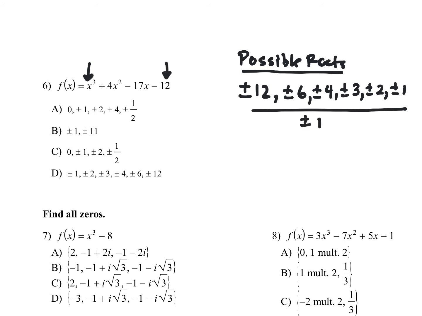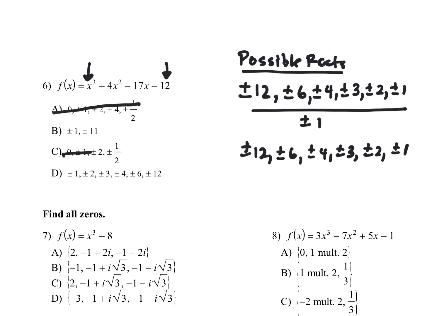And so what you're going to do is you're just going to divide. 12 divided by 1 is 12. 6 divided by 1 is 6. 4 divided by 1 is 4. 3 divided by 1 is 3. 2 divided by 1 is 2. 1 divided by 1 is 1. So we know that we don't have any fractions. And we don't have just 1 and 11. So your answer is D.